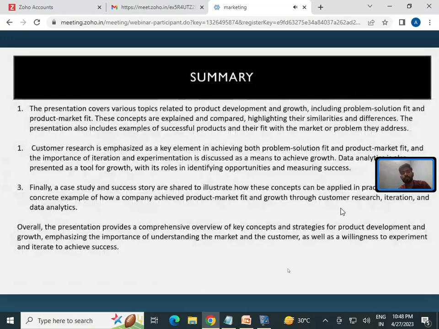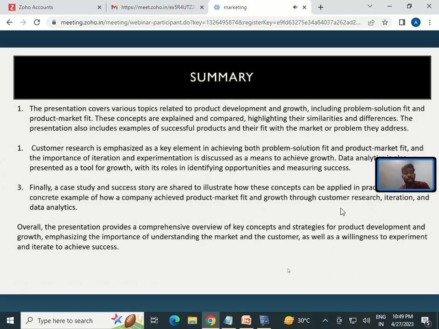Now, for a short summary, this presentation basically covers various topics that relate to your product development and growth: how to develop your product, how to do the growth, including problem solution fit and product market fit. These concepts are explained and compared, highlighting their similarities and differences. We have also discussed the success stories of products that have applied these things, like Slack, iPhone, and Fitbit.